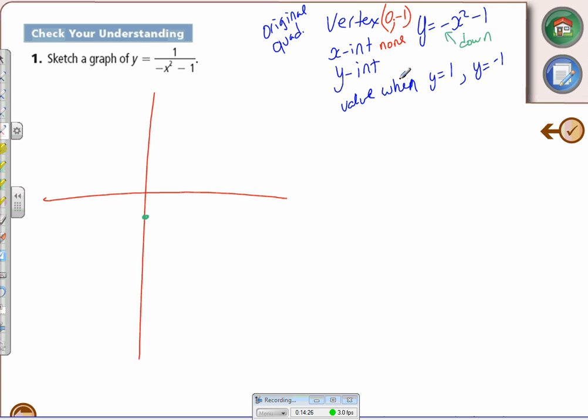Y-intercept is negative 1, so we know that as well. Then, when is y equal to 1? Oh, it's not going to happen. None. It's never above the axes. What's the value when y equals negative 1? Well, that's going to be x equals 0. That's going to be an invariant point. So the original function looks like that.